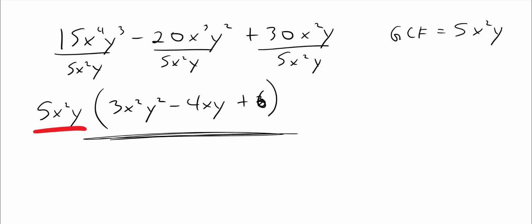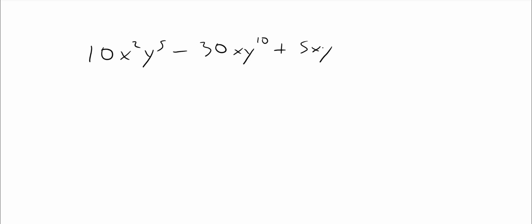One thing I wanted to mention with greatest common factor, which kids have kind of forgotten from the previous chapter, is let me give you a quick example. Let's say your problem was 10x squared y to the fifth minus 30xy to the 10th plus 5xy. You should say your greatest common factor is 5xy. So this is the deal. You divide each of these by 5xy.